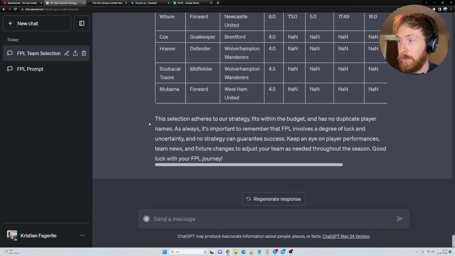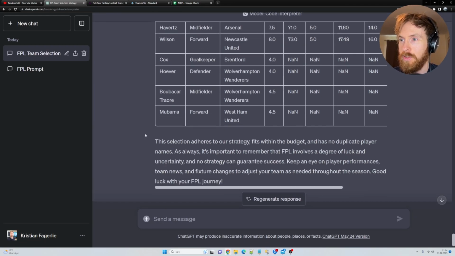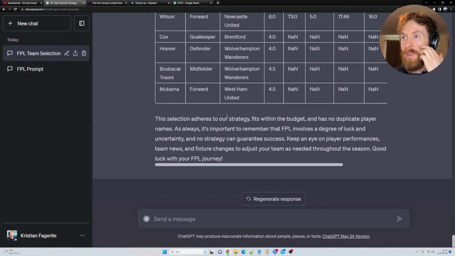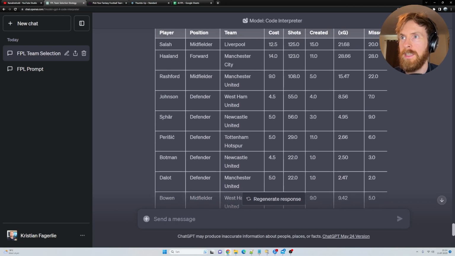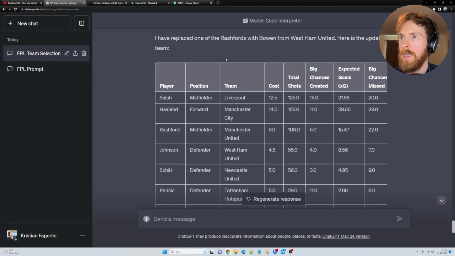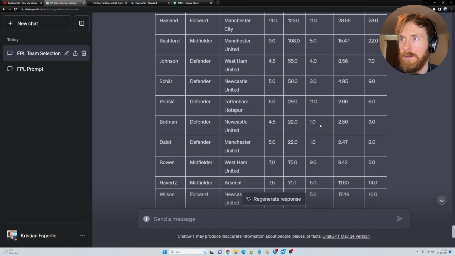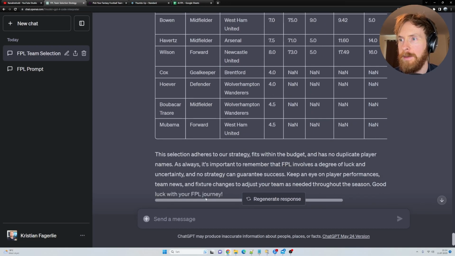Okay, so here we have it. That took some time and I had to go and do some other stuff, but we have our first draft here. So that fits our strategy. So let's take a look here. So we have, I had to replace Rashford because he selected him twice. So we have Salah, hold on, you can see here, we kind of have this table it created here.